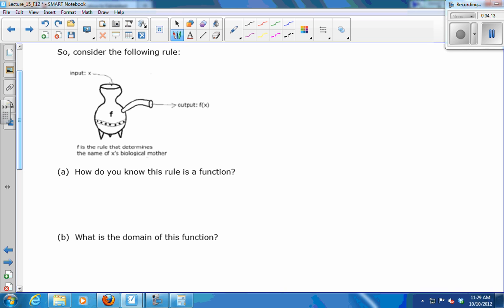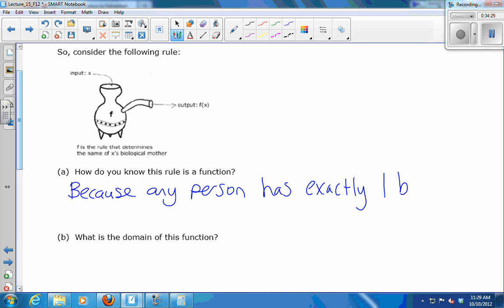So how do we know this is a function? Because any person has exactly one biological mother, right? So that makes it a function.